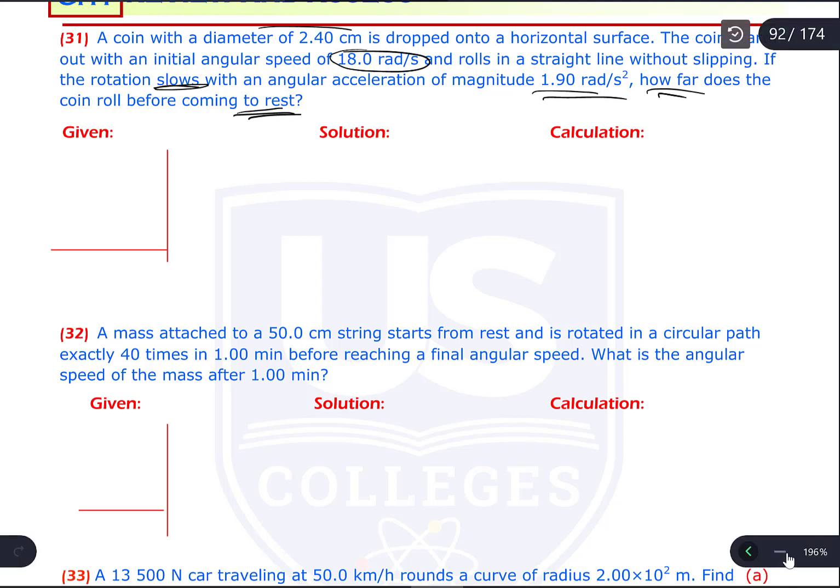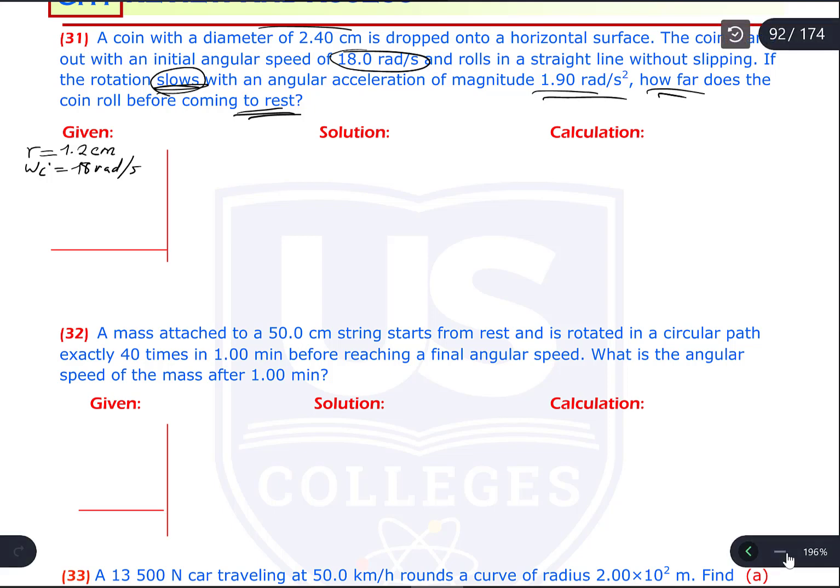So the diameter is given for the coin. In calculations we don't use the diameter, we generally use the radius. That's why the radius must be 1.2 centimeters. So when needed we are going to use it. Initially this coin is rolling with 18 radian per second, so omega initial is given as 18 radian per second. It rolls in a straight line without slipping.